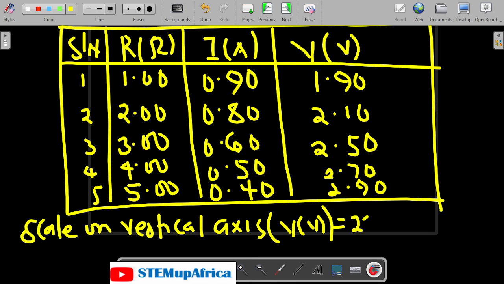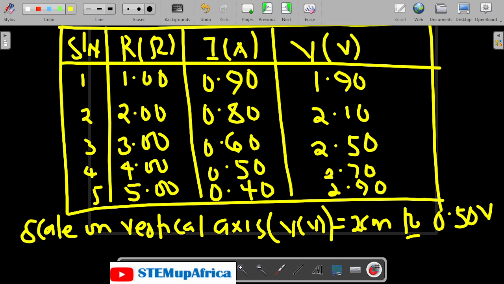So we have it. I already recommended 2 cm to volts. The lowest is 1.9, and the highest is 2.9. So we have between 1 and 2.9, which is 2 and 3. So I can use 2 cm to... let me think about it very well. I can use the same thing tomorrow. No need to change anything. So I can use on the vertical now 2 cm to, let's say, 0.5 volts.